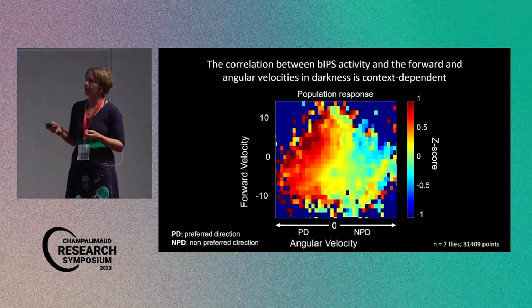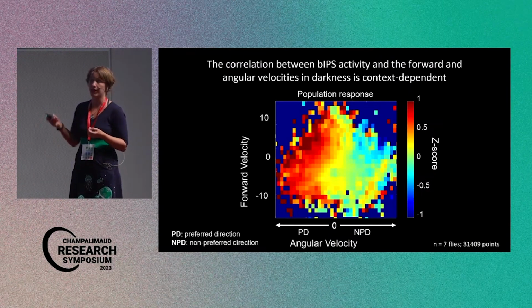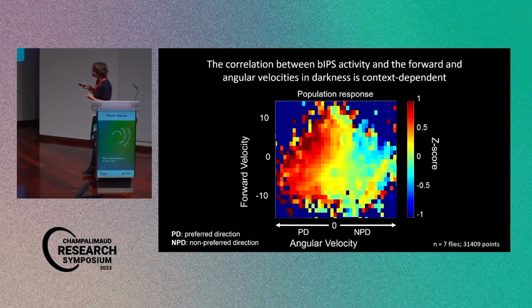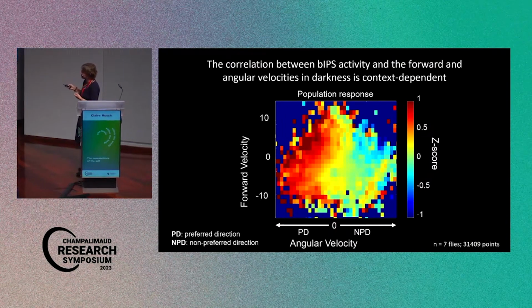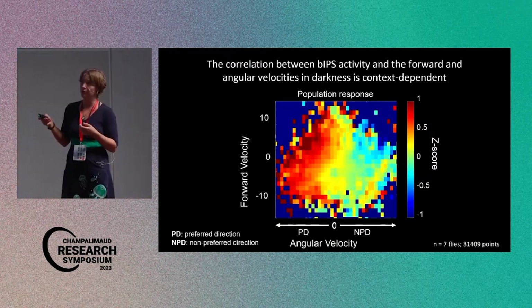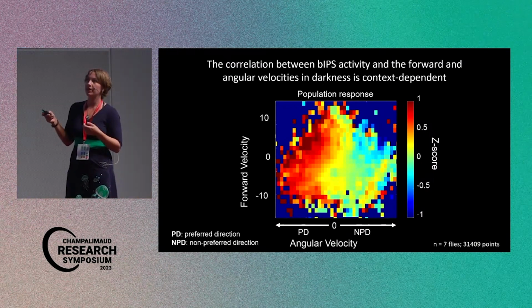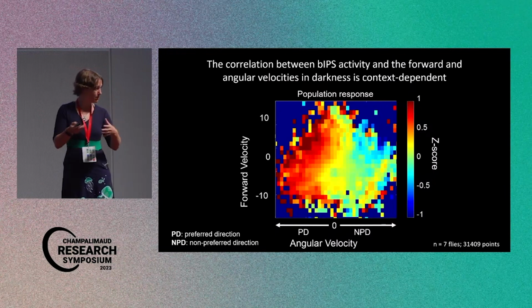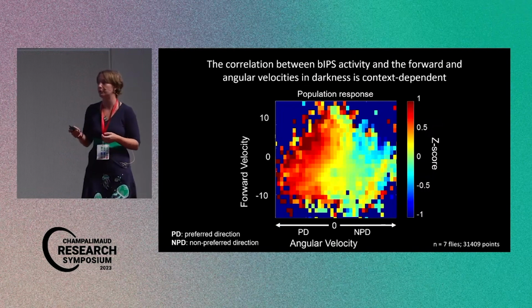So I think it's, again, pretty obvious that there is a preferred side for this neuron, regardless of the forward velocity. But you can also kind of see this diagonal here, meaning that the neuron really likes turning a lot to its preferred direction, or not turning that much, but walking very fast forward. So there is this context dependency in the way that the neuron responds.